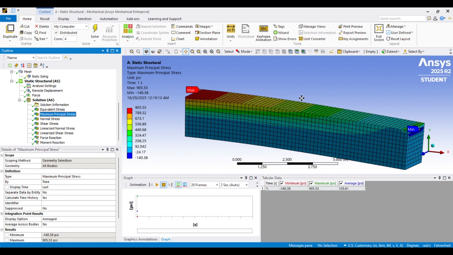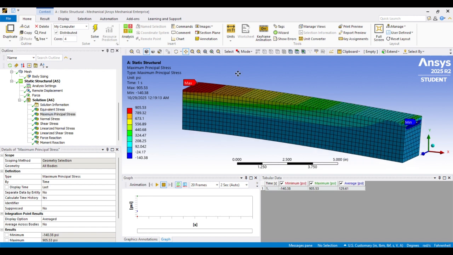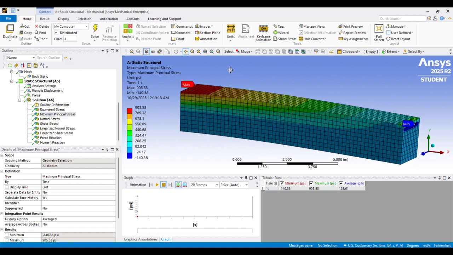But yeah, that's how you model a fixed beam in ANSYS, and we've interpreted the results and compared them to our hand calcs, and they agree nicely.